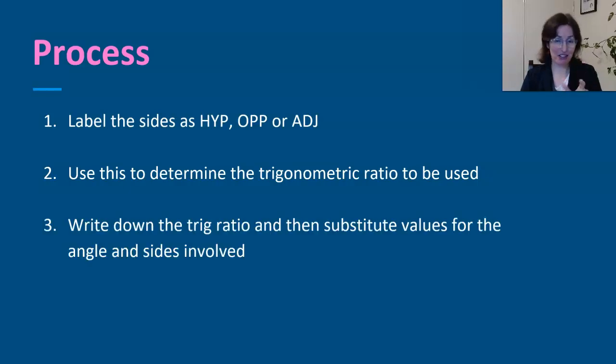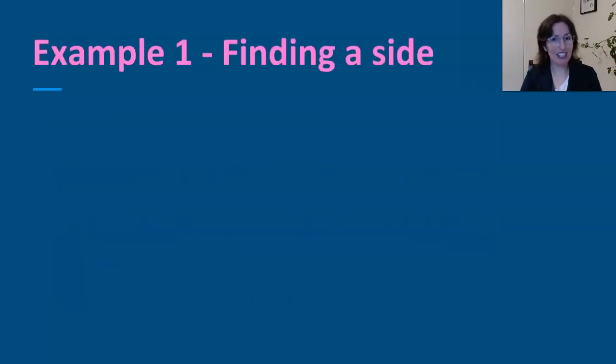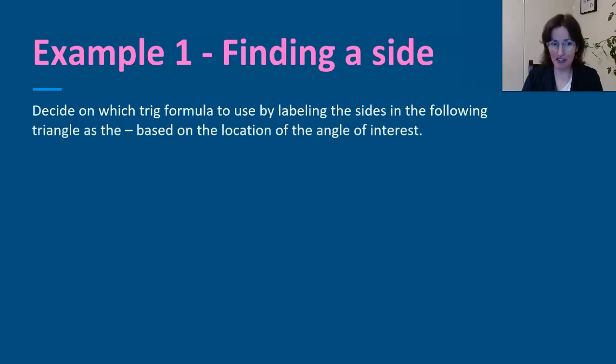Then write down that trig ratio, if it's sine, it's equal to opposite over hypotenuse, and then substitute in your values. Don't do too much in your head, show your working out. And then we would rearrange to solve for the side or the angle. So come back to this process if you get stuck. Let's work through two. So finding a side first of all.